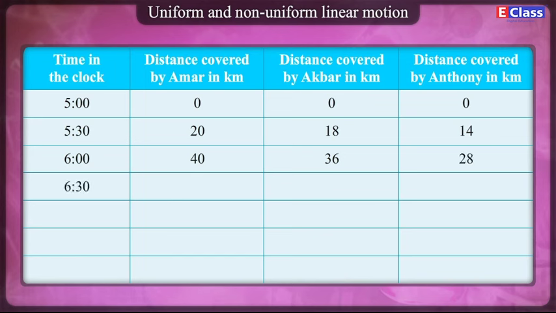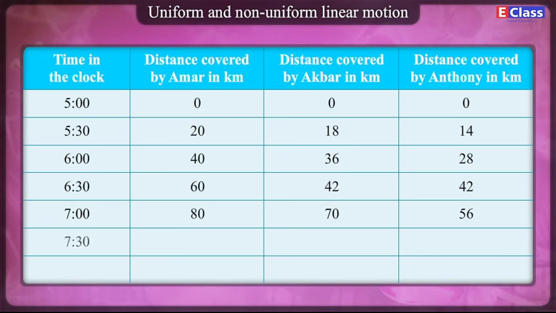Time in the clock 6:30. Distance covered by Amar in kilometers 60. Distance covered by Akbar in kilometers 42. Distance covered by Anthony in kilometers 42. Time in the clock 7. Distance covered by Amar in kilometers 80. Distance covered by Akbar in kilometers 70. Distance covered by Anthony in kilometers 56.